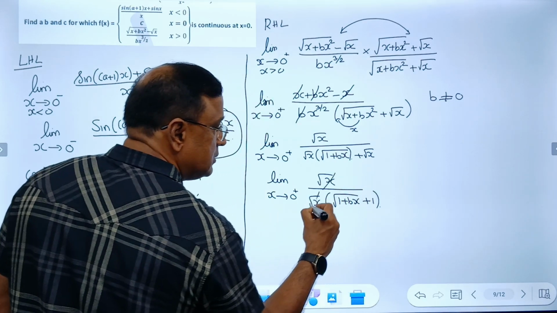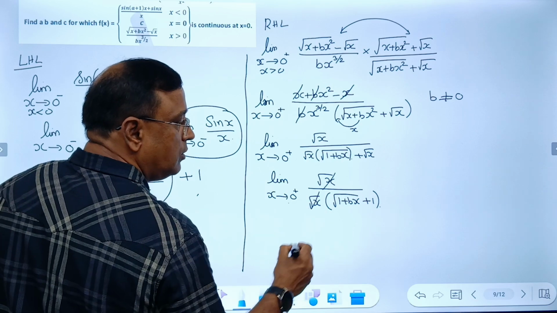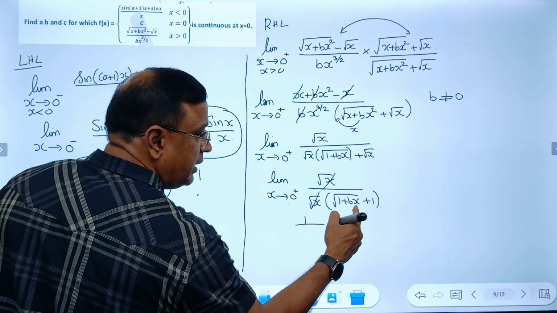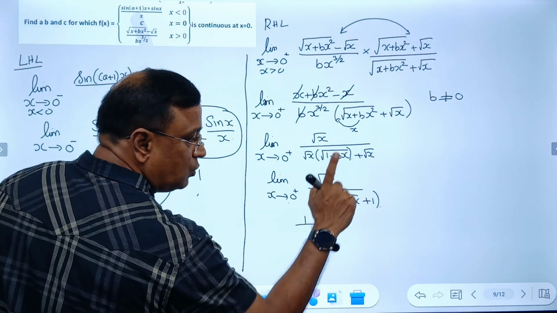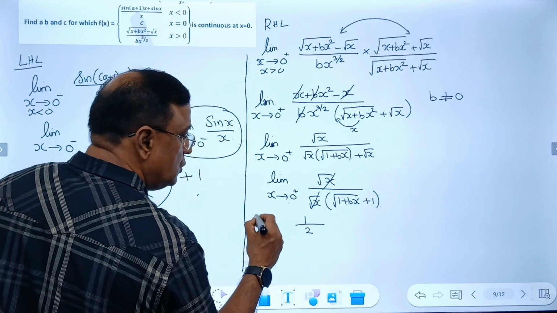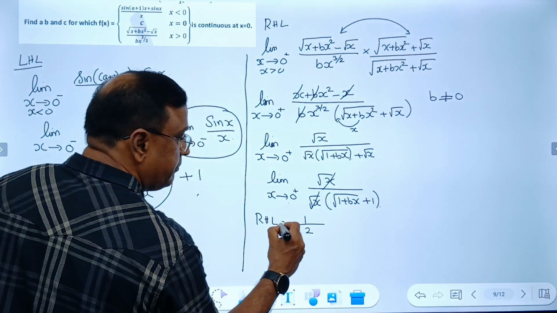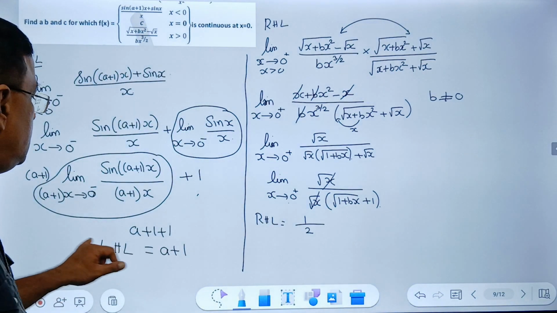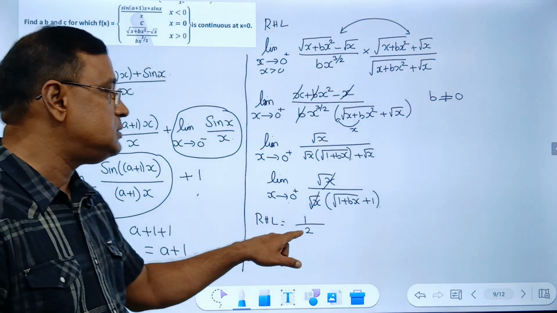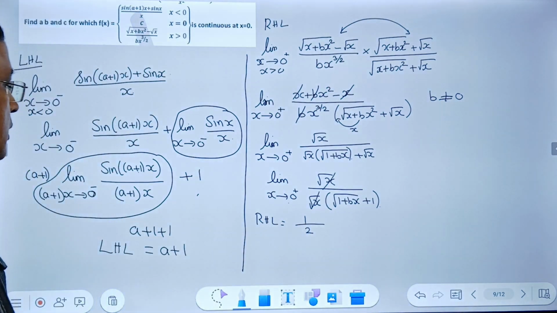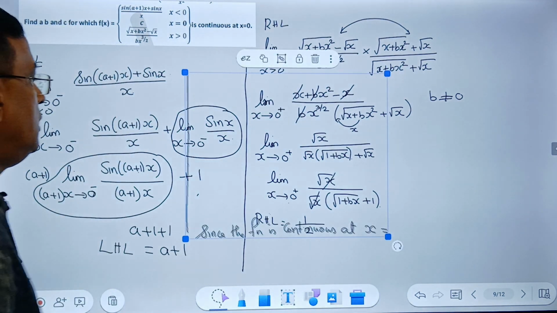So they get cancelled. Put x as 0. You get 1 by, when x is 0, you get root 1. Root 1 is 1. 1 plus 1 is 2. So my RHL is 1 by 2. Left hand limit is a plus 1. My RHL is 1 by 2. Okay. Now what will I do?